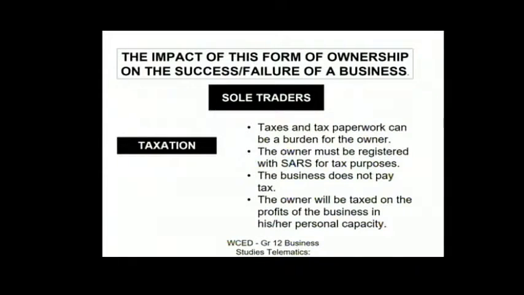First point, taxes and tax paperwork can be a burden for the owner. Second point, the owner must be registered with SARS for tax purposes. Third one, the business does not pay tax. Fourth one, the owner will be taxed on the profits of the business in his or her personal capacity. I think this is a lovely range of success and failures. Some of them are just not that point blank. You have to think a little bit further, and even think a little bit about liability. This is going to be exciting.